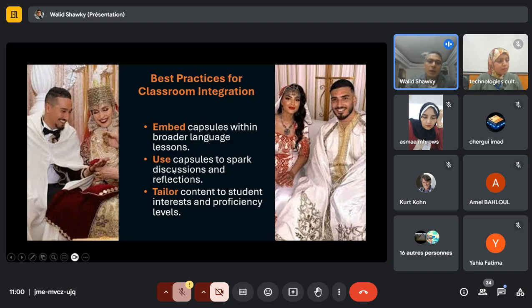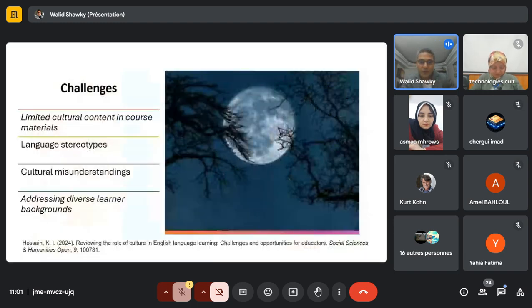You can use these capsules to spark discussions and reflections. So get your students, after they watch, to discuss and talk about the topic, and then tailor the content to students' interests. Make sure, as we know, in many of our Arab countries, our students are very much into football. So if you have something about Messi, for example, or Cristiano or Mohamed Salah, or find someone famous, students will be very interested. So try to find a topic that you think will attract students' attention, so they will be more willing to participate and they have ideas to discuss and talk about.